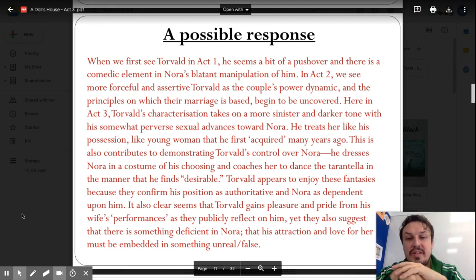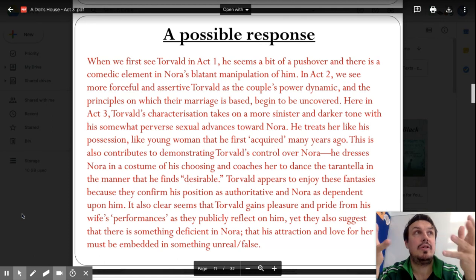They also suggest there's something deficient in Nora as well, and that's important, that she's not enough, that what she's done as a person, as an individual, is not enough. She has to engage in these performances like a doll. All right. So this idea that we've seen all the way through the play of a doll's house and Nora performing, this is really coming to a head now as we approach the resolution of the play structurally. Okay, and we'll talk more about that next time.